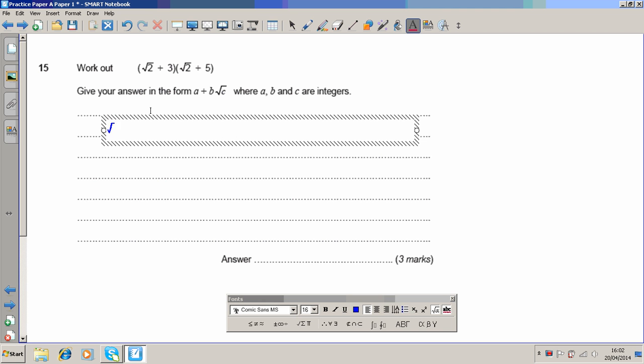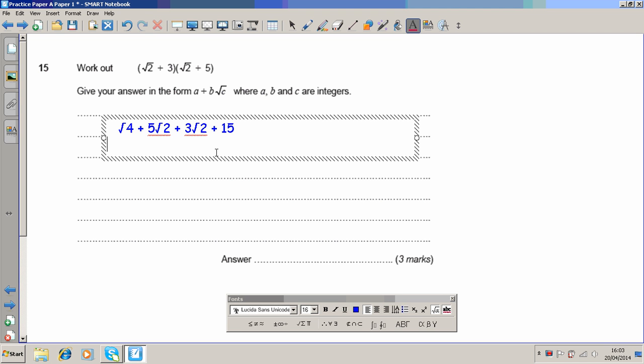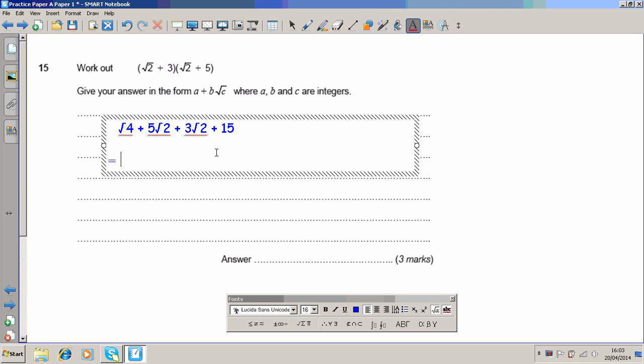Okay, so work out root 2 plus 3, give your answer in this form here. We're just going to expand the brackets. We do root 2 times root 2, or 2 times 2 is 4, so that would be the square root of 4. Then we do root 2 times 5, which is 5 lots of root 2. Then 3 times root 2 is 3 root 2. And then 3 times 5 is 15. So you expand that as if you were expanding a double bracket.